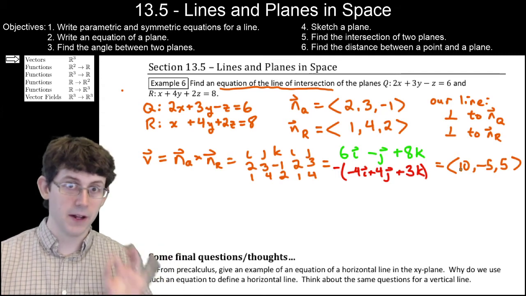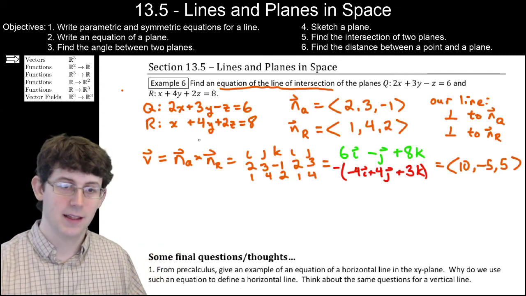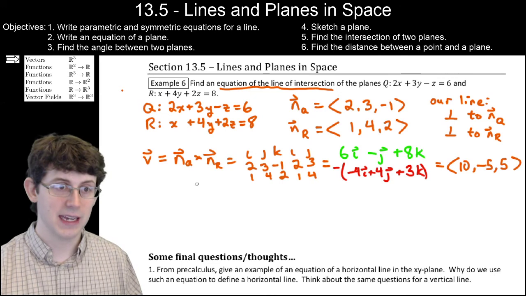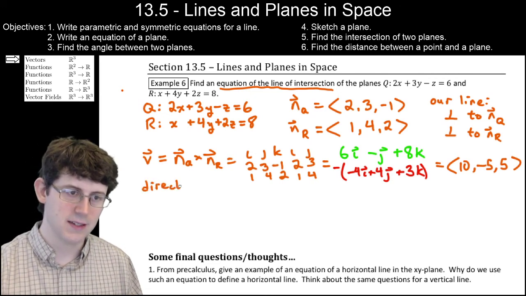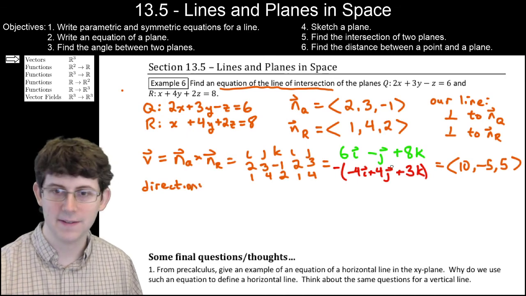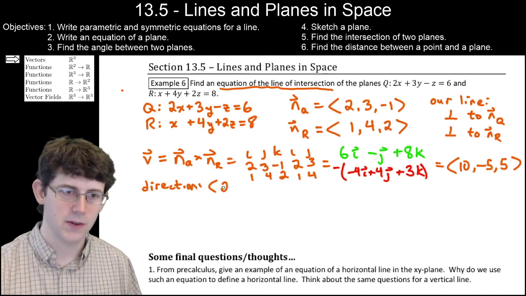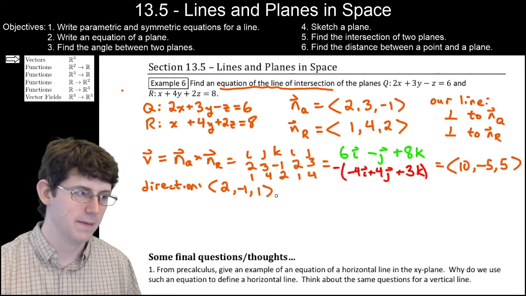Just like before, if all you really are picking out is the direction, then you can scale it up or down to make your life easier. So this will be our direction for our line. I'll take this vector and scale it down by 5, because those all have 5 in them. So we'll go in the direction 2, minus 1, 1.